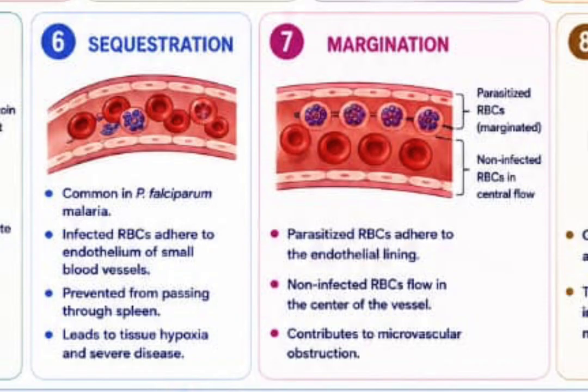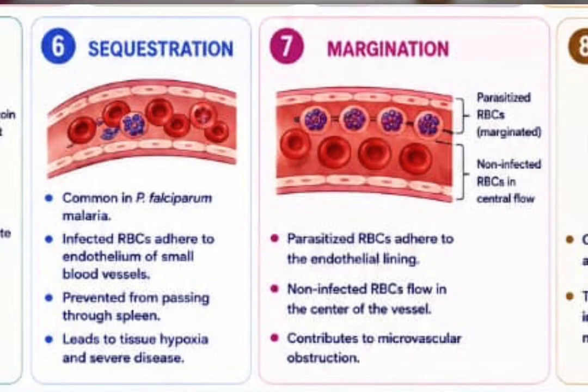Now remember, in sequestration of the RBC, what happens? They will be accumulating in peripheral blood vessels. When they accumulate there, they marginate themselves in the endothelial lining. What happens? Reducing space for normal RBCs to pass. Are you getting it? This will cause what we call microvascular obstruction.